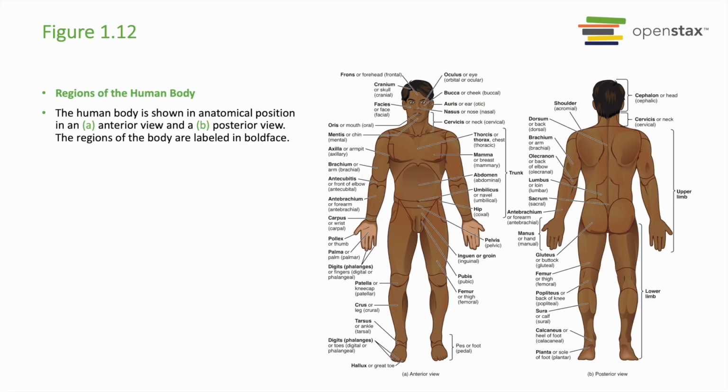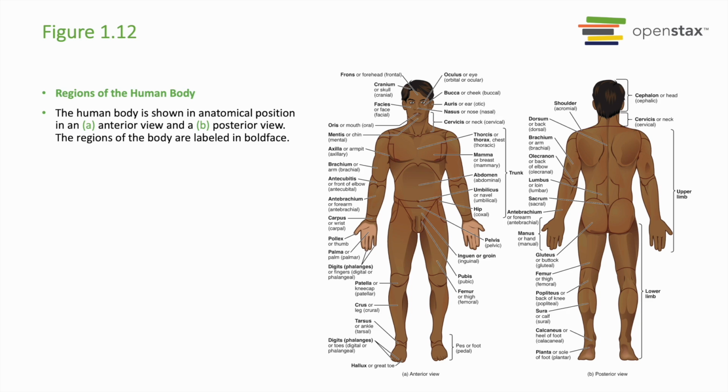Figure 1.12. Regions of the human body. The human body is shown in anatomical position in an A anterior view and a B posterior view. The regions of the body are labeled in boldface. This illustration shows an anterior and posterior view of the human body.